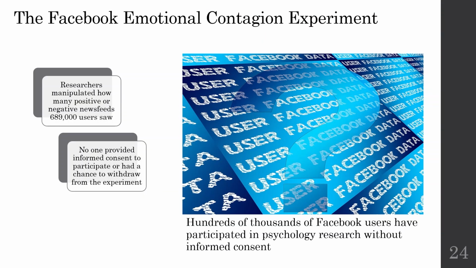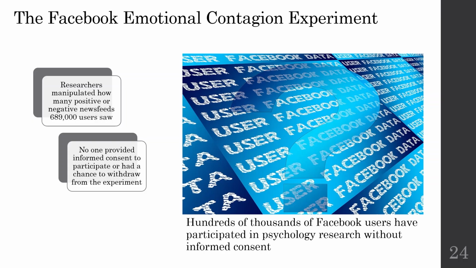So this is a really interesting study that was done that brings up some debate in terms of how much ethical consideration went into this. This was the Facebook emotional contagion experiment. In this experiment, researchers manipulated how many positive or negative news feeds people were seeing on their Facebook feed. There were about 689,000 people in this study, but none of them knew they were in the study. None of them provided informed consent, saying they agreed to be in the study. None of them had a chance to withdraw from the study. They were unaware that they were in the study.